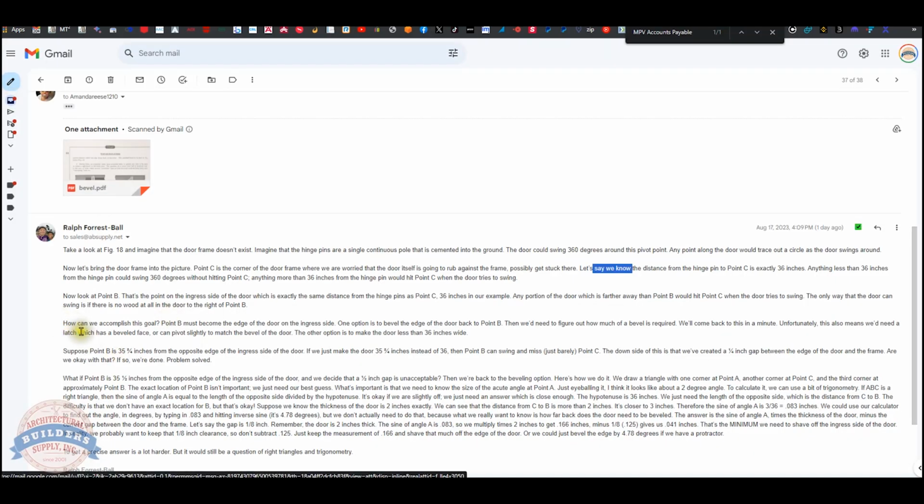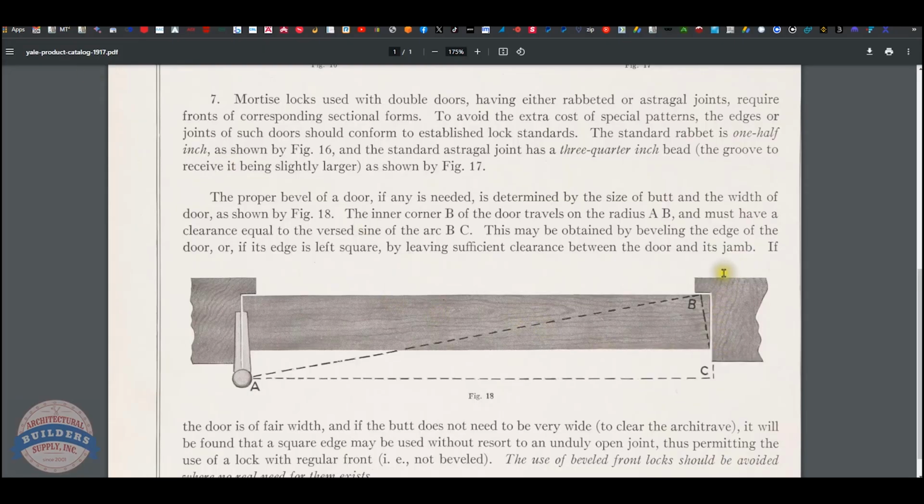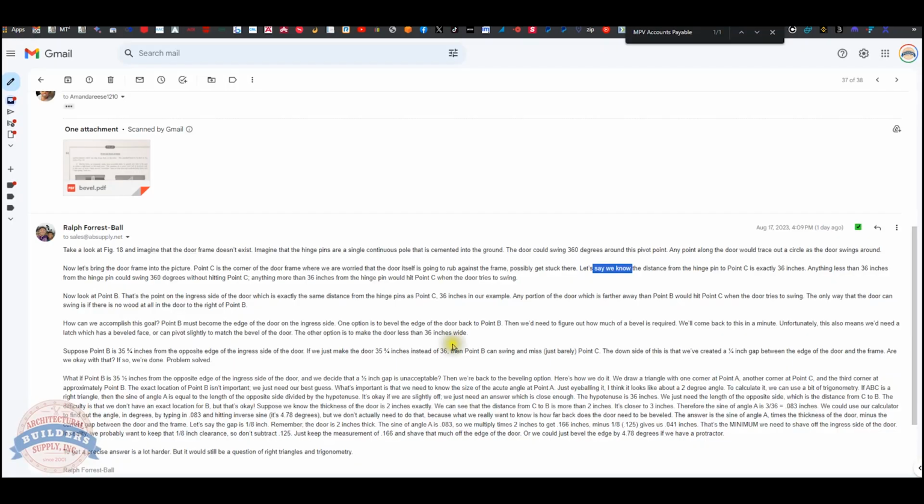How can we accomplish this goal? Point B must become the edge of the door on the ingress side. And by the way, the ingress side, what Ralph is saying, is this side of the door, the push side, is the exterior. This is a residential application. The door swings into the home. This is the ingress side, whereas the pull side would be the egress side.